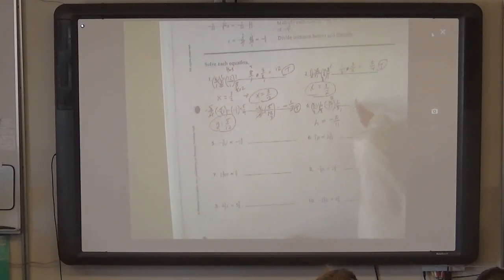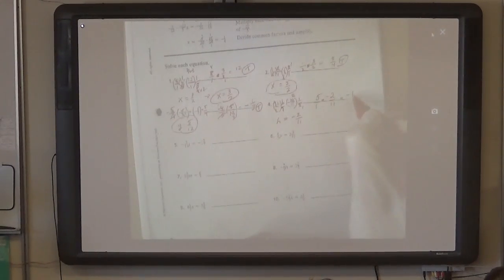And so let's check it. 5 over 1 times negative 2 over 11 equals negative 10 over 11. What? Oh, you crossed that. My bad. Make sure you circle your solution, everybody.